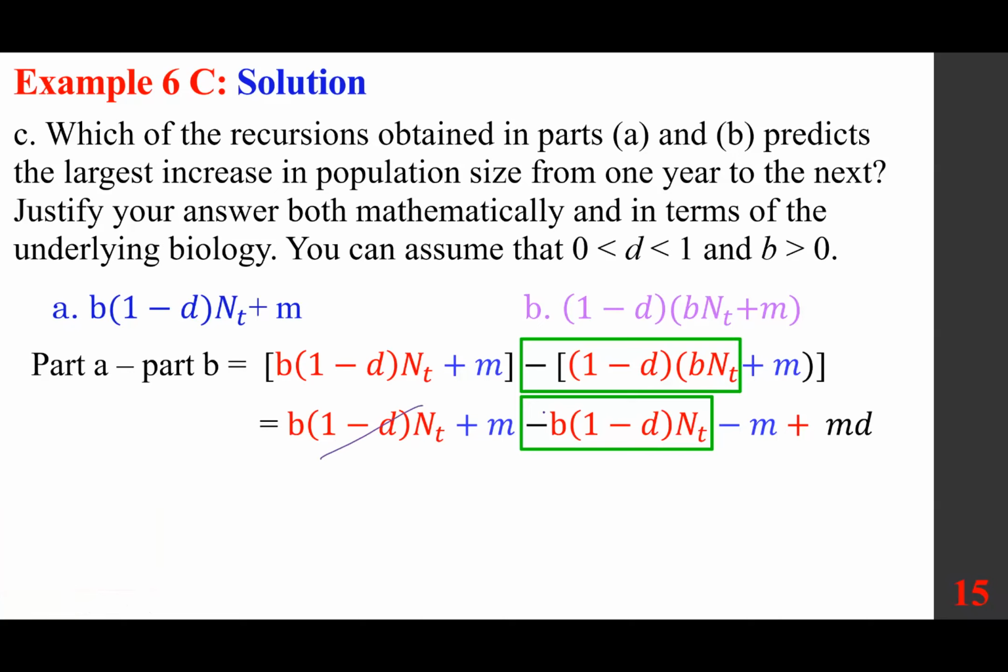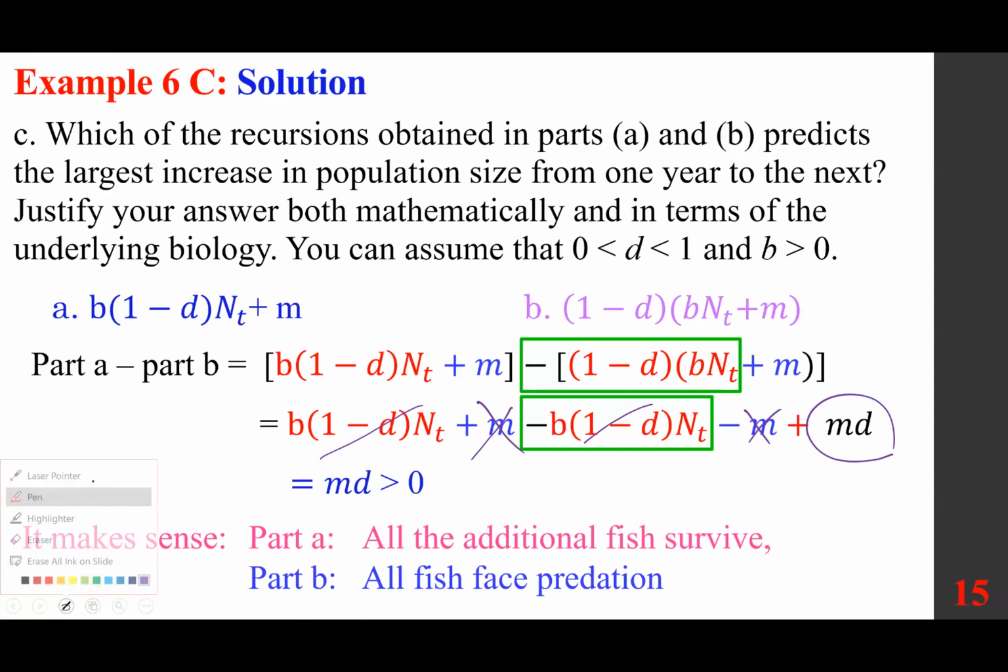If I drop these two, and if I drop these two, the only thing left is m d, and m d is positive because m is positive, so is d. And it makes sense because all the additional fish survive in part A, whereas in part B, all fish face predation.